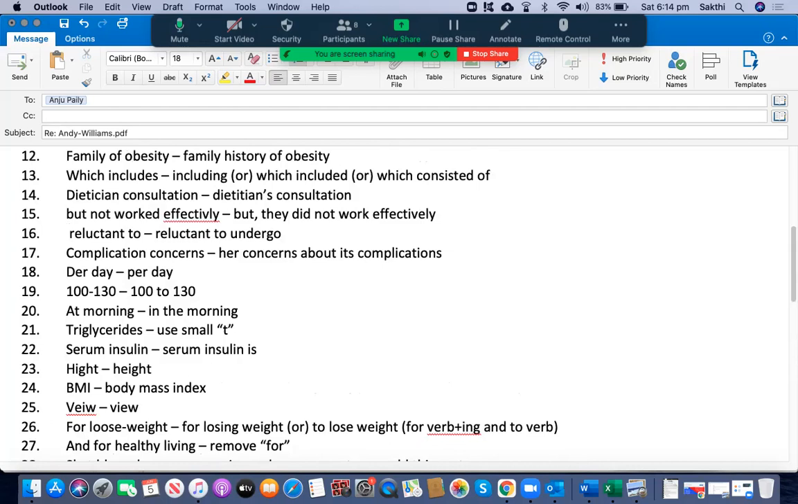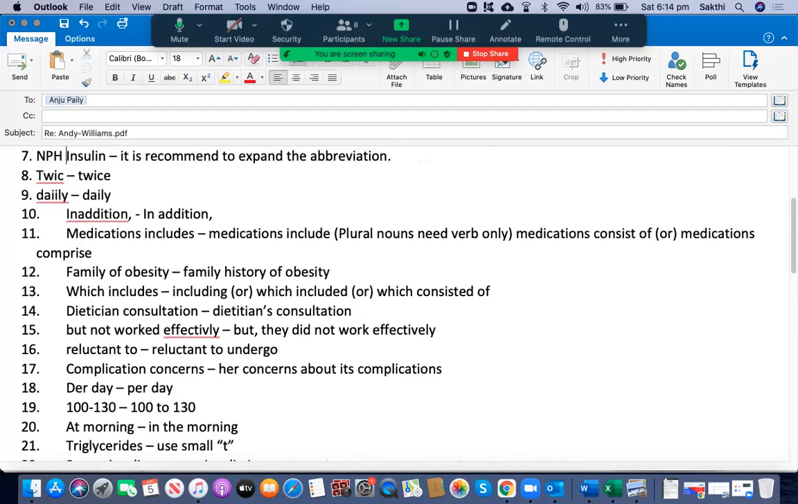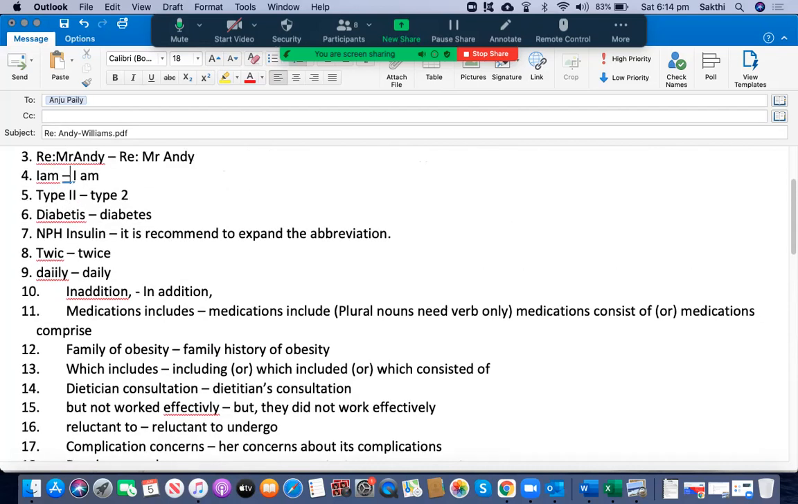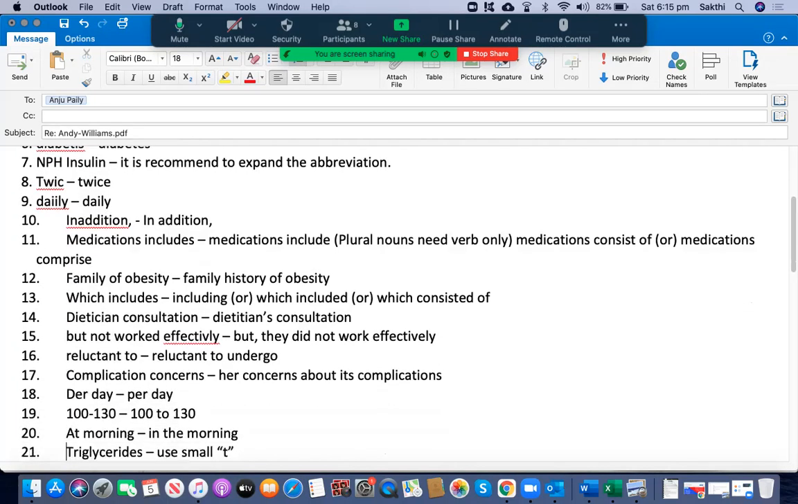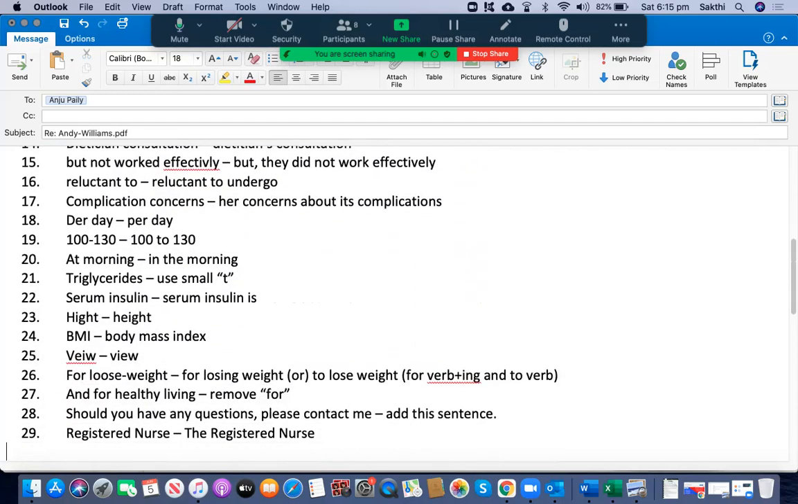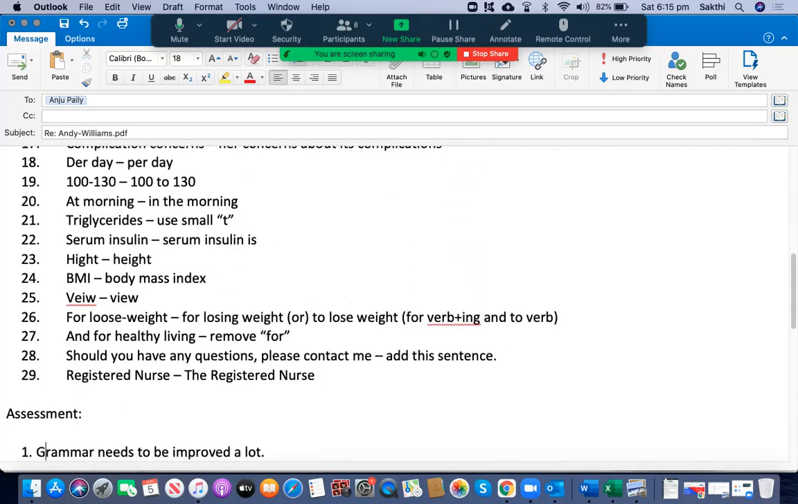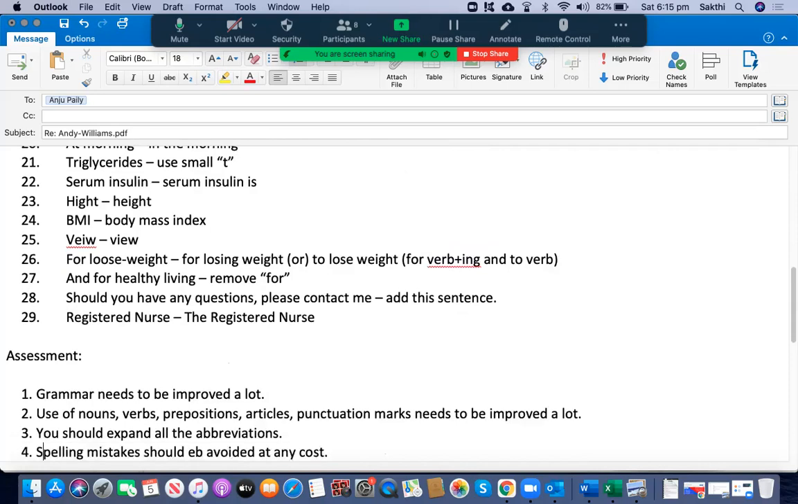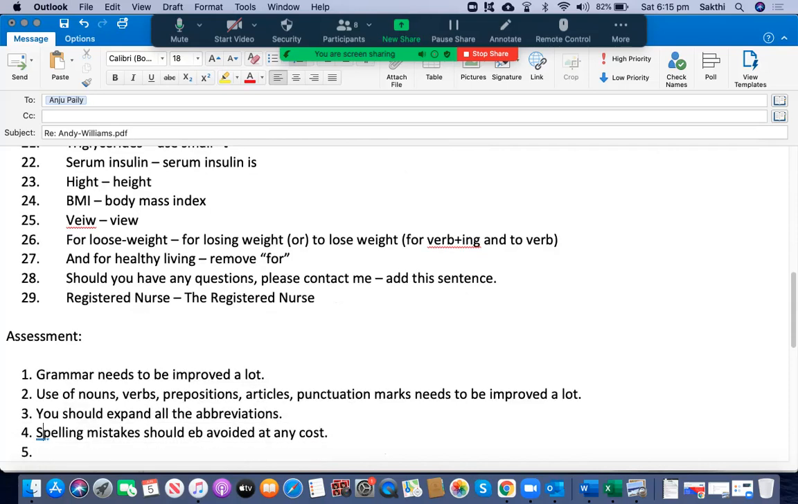If you are able to write down the correct spelling, then it's good. Otherwise, write it down. I'm pretty confident that "IAM" is not good. You have been committing this mistake again and again so many times. And "diabetes"; these are the common ones. I don't know why you are committing mistakes with this one twice: "daily," "in addition," "effectively." So these spelling mistakes are not good. Spelling mistakes are not acceptable at all. For a good writer, they shouldn't be there. All right. What else?